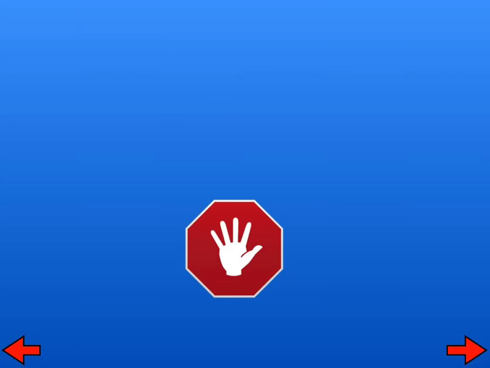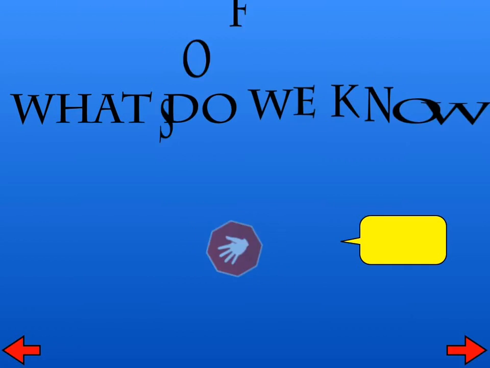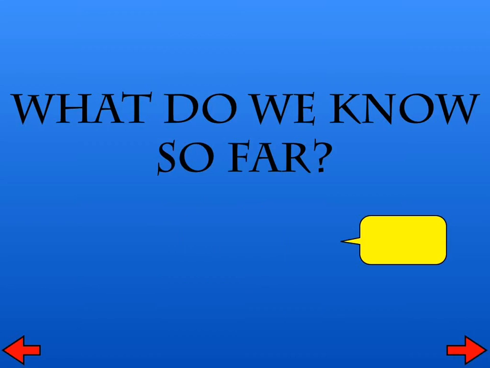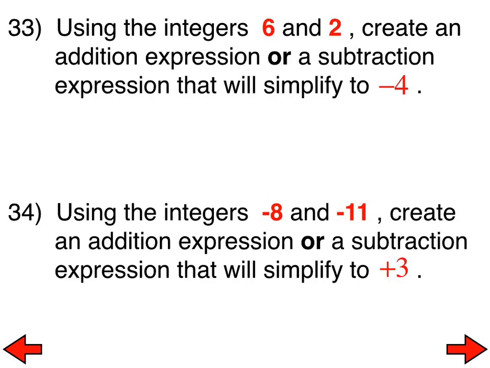Once again, I forgot this was coming, but can all of you turn to your shoulder partner? What do we know so far? Go. Heard lots of good conversation there. Getting back to number 33, we were supposed to use the numbers 6 and 2 to create an addition expression or a subtraction expression that will simplify to negative 4.